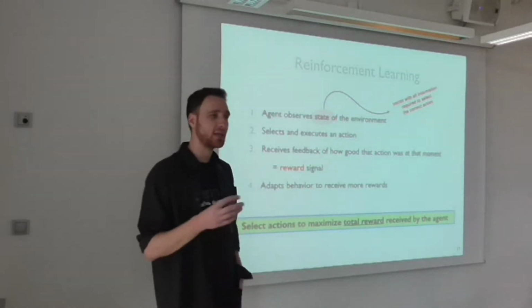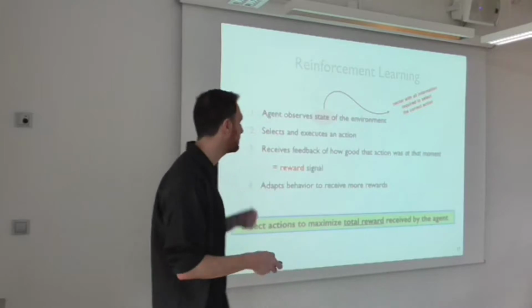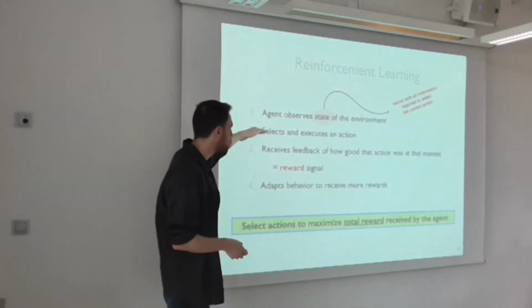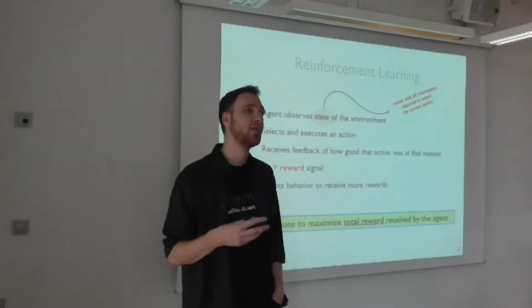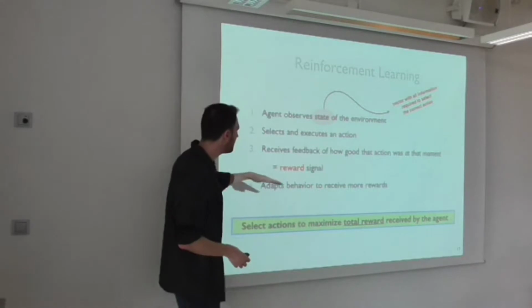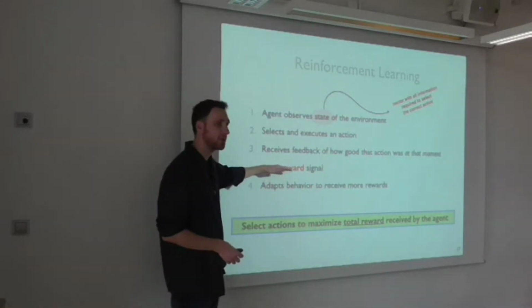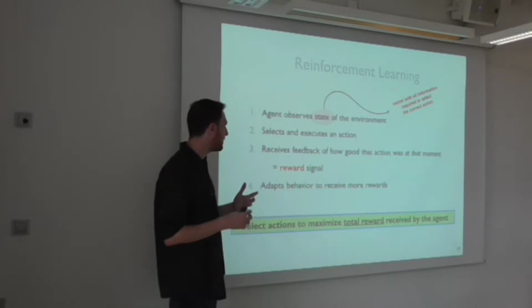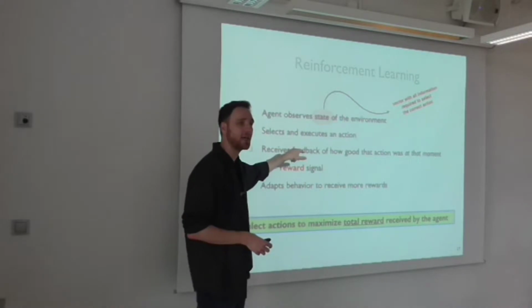Based on the state, it selects somehow an action, and how it's going to select the action, we're going to see in more detail. It executes that action. And the execution of the action causes two things to happen. The first thing that happens is that the agent is given a reward. A reward is just a number. It's a real number that evaluates how good that action was at that given point in time.